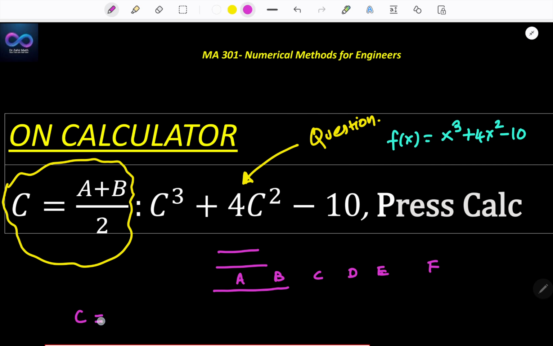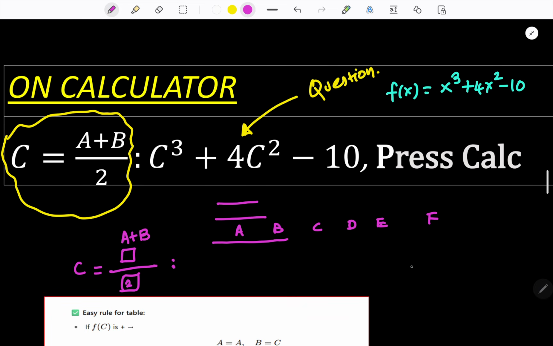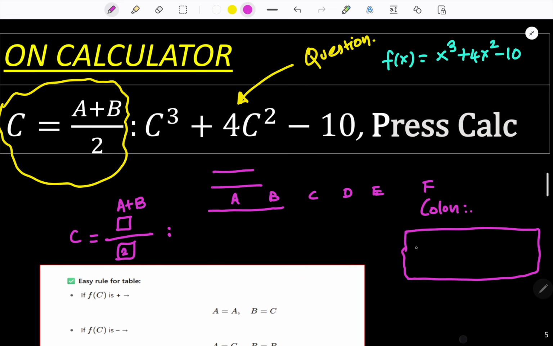So press, everybody, C is equal to fraction mode. Once you press fraction mode, type A plus B here, 2 here. Then press this button, colon. Where is this colon, teacher? It is on the second row. After calculate, there is an integral button. In the integral button, there is a pink color colon. So this is the colon.